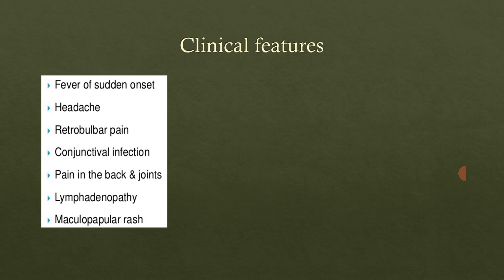Okay, that is infection in the lymph nodes. Okay, lymphadenopathy. Then maculopapular rashes will be present in some cases. Among these, the most common symptoms for dengue virus disease are headache, joint pain, and fever. Okay, these are the most common symptoms.